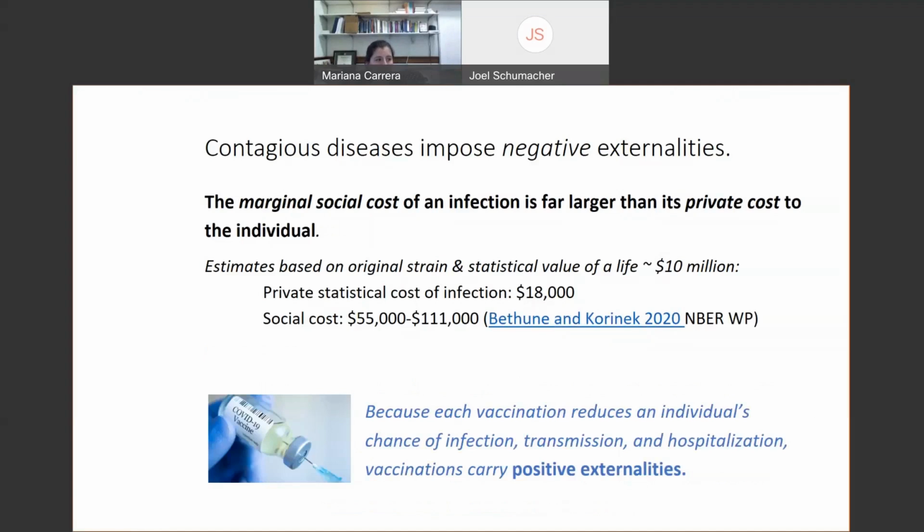So now let's turn to vaccinations. Because vaccinations reduce an individual's chance of infection, transmission, and also hospitalization, perhaps the greatest evidence, in fact, is for reducing the rate of hospitalization and death, that means vaccinations carry positive externalities. They protect you. They also prevent you from spreading infection, since you're less likely to get infected in the first place. And they also impose fewer hospitalization costs on society.